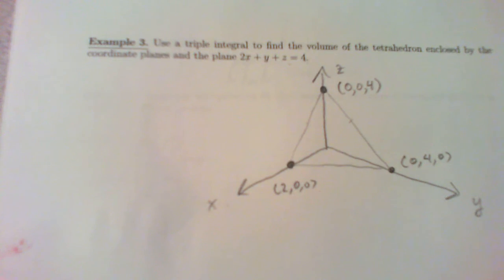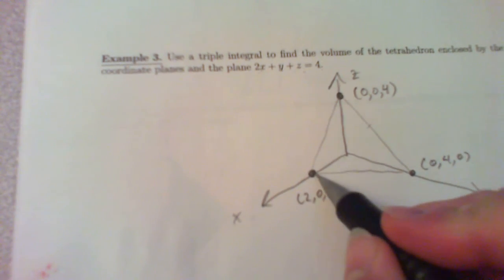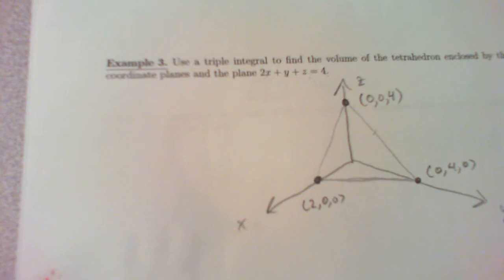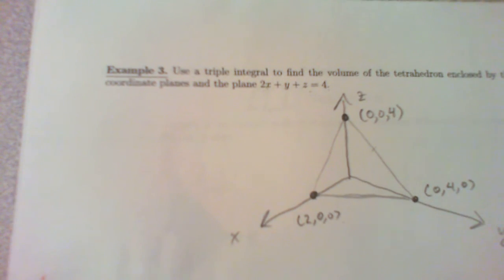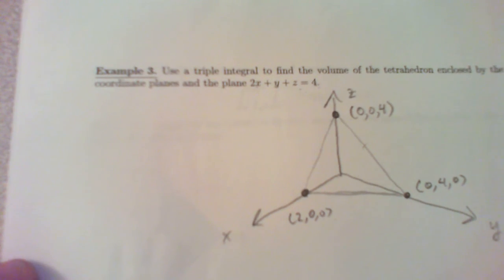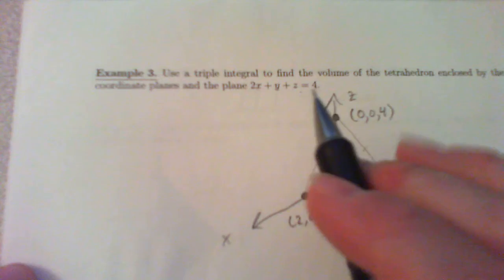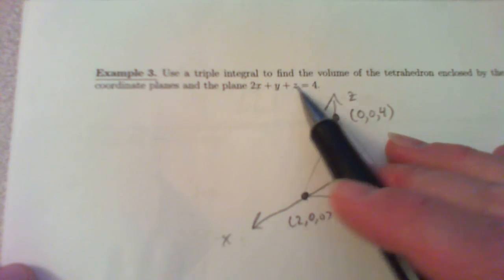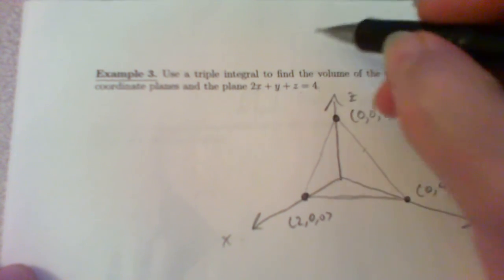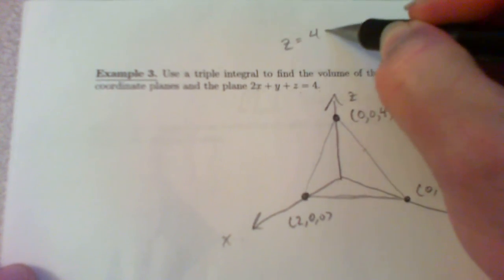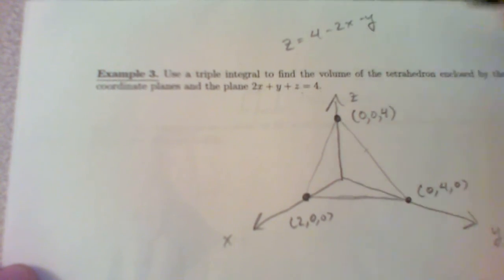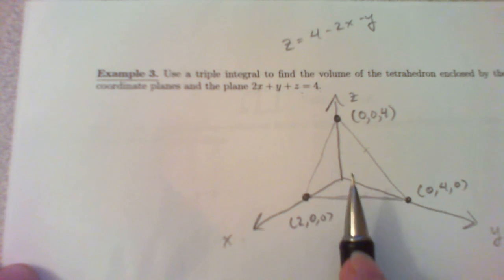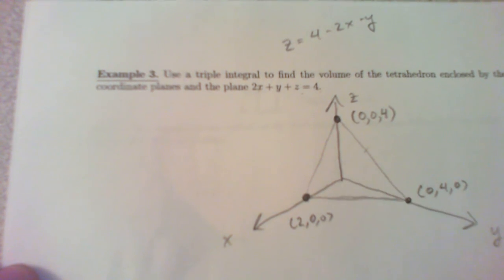Okay, so now how to set this up. I would do the integration with respect to z first, since I could solve this function out with respect to z pretty easily. If I solve this out with respect to z, you end up with z equals 4 minus 2x minus y. Now in the direction of z, I'm coming up. Boom. I enter at z equals 0. I exit on this face of this tetrahedron.